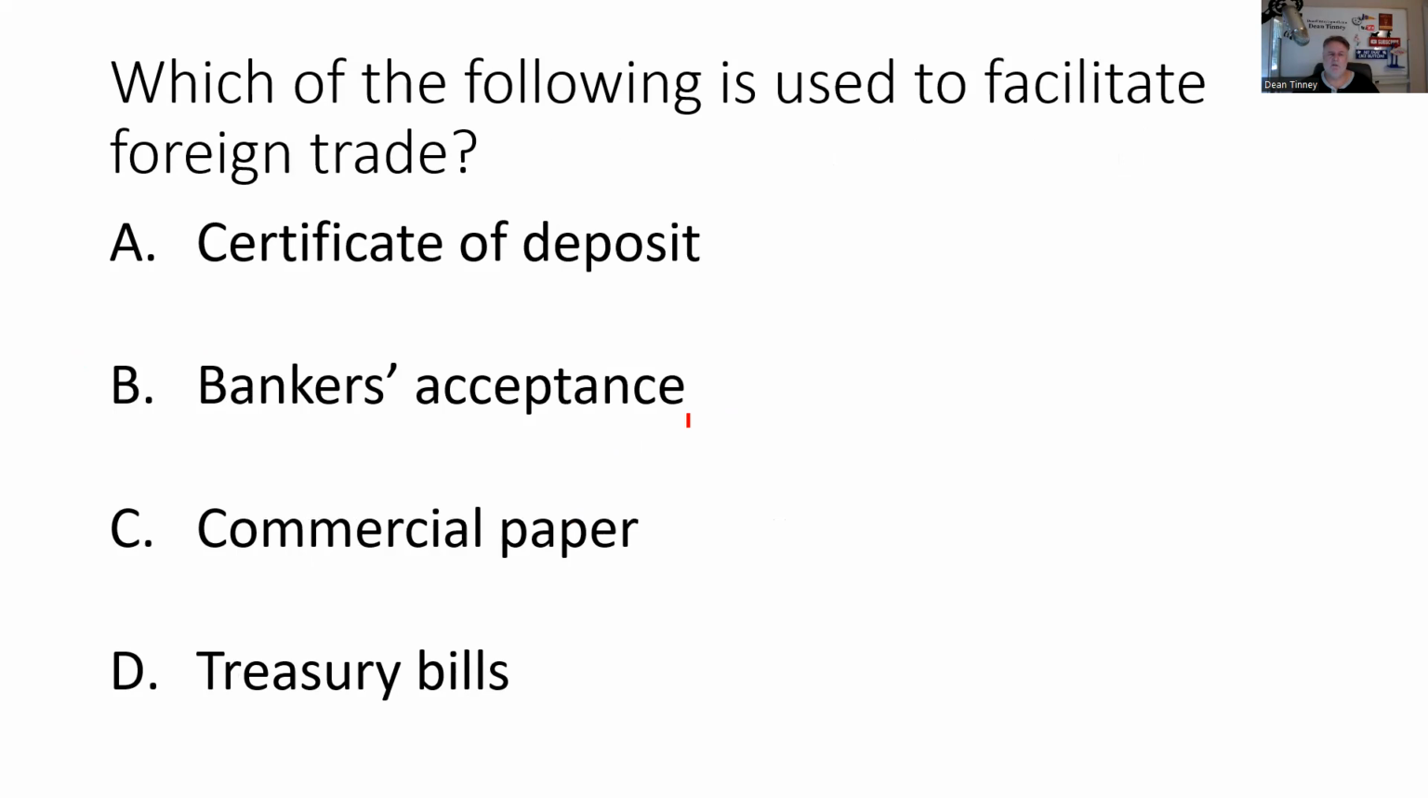Which of the following is used to facilitate foreign trade? I would definitely know that's a banker's acceptance. By the way, flashcards are underrated as a study tool. You might want to grab a deck of 4x6 cards or 3x5 cards and make some flashcards out of some of the stuff that you find here in the practice questions. Bankers' acceptances, again, are issued at a discount, trade at a discount, and they're used to facilitate foreign trade.